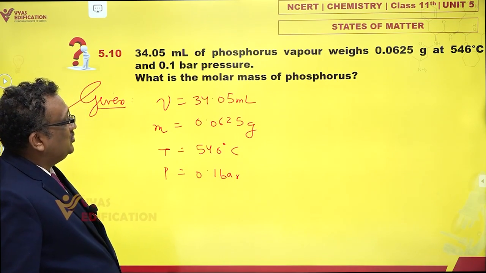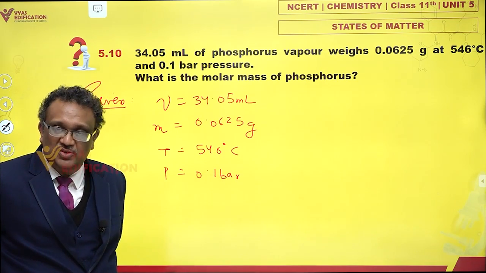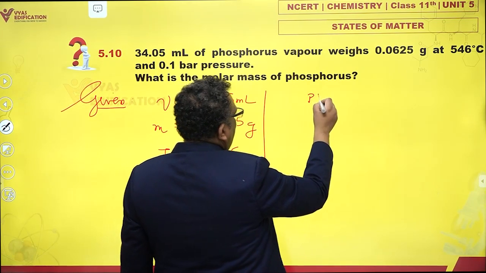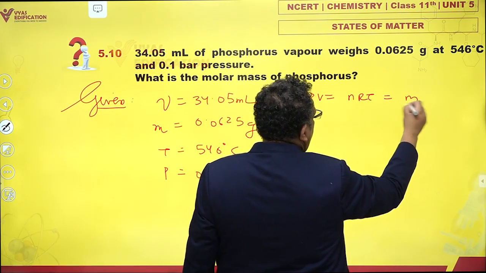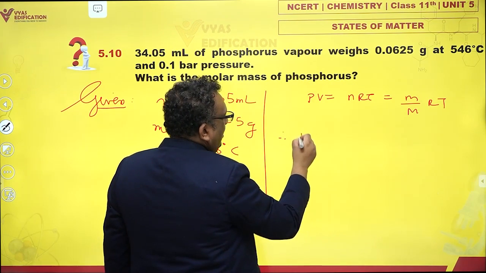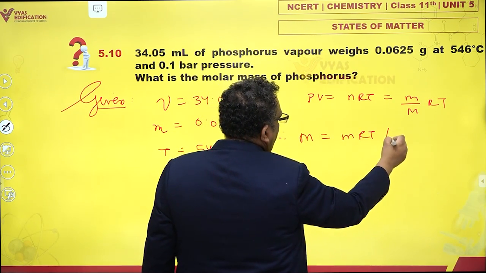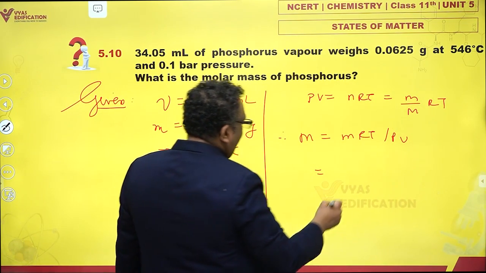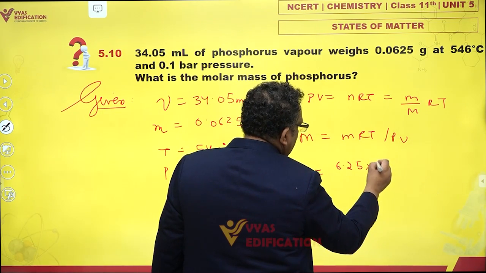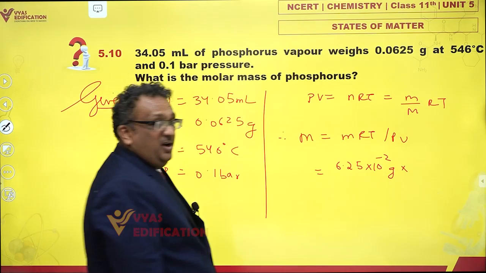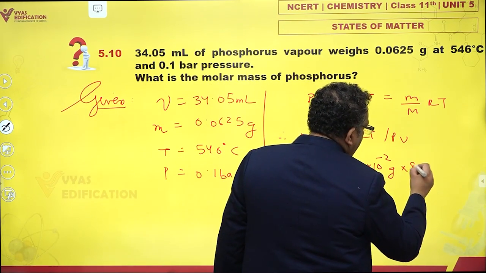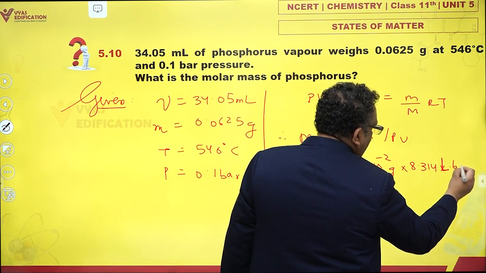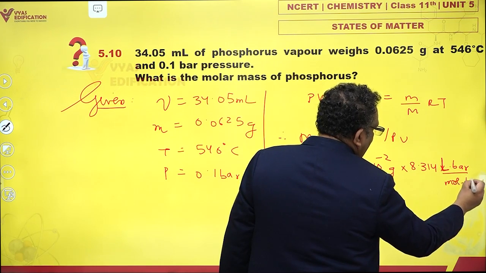Now, molar mass of phosphorus vapors. What they're asking is molar mass of phosphorus vapors. That is not very difficult to see. We have a pet equation. PV is nRT, which is m by M RT. Therefore, molar mass is mRT upon PV. All we need to do is to substitute mass 0.0625, 6.25 into 10 raised to minus 2 grams. R is 8.314, so many liter bar per mole Kelvin. You should know it in different units.